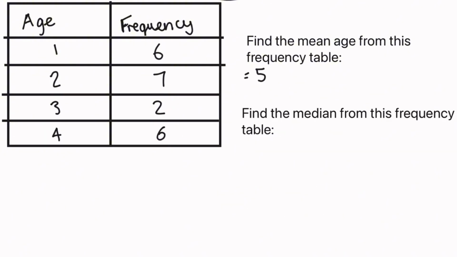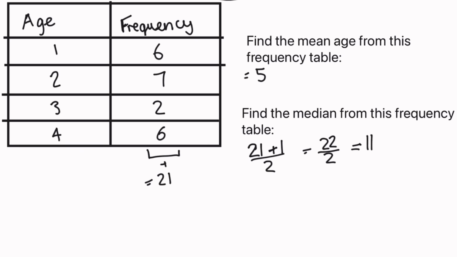To find the median, we must first add up the frequencies, so 6 add 7 add 2 add 6 gives us 21. Since the median is the middle number, we have to find the middle of 21. We can either just halve it or make it even by adding 1 and then dividing it by 2. I find that the second option is easier, so I will do that. 21 add 1 divided by 2 is 22 over 2, which is 11.